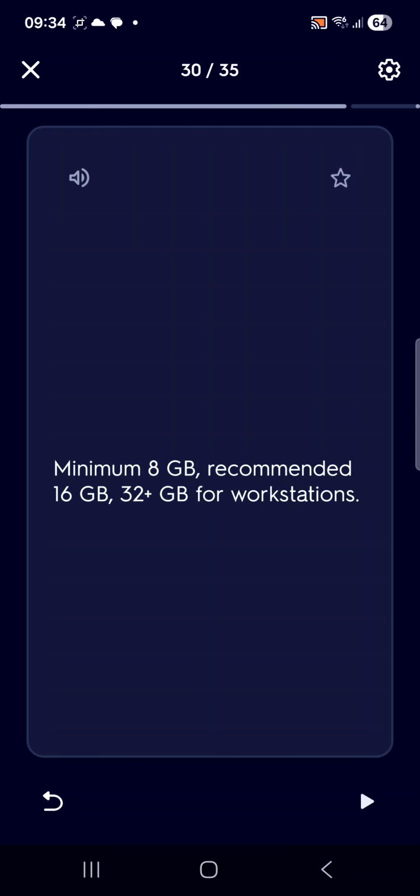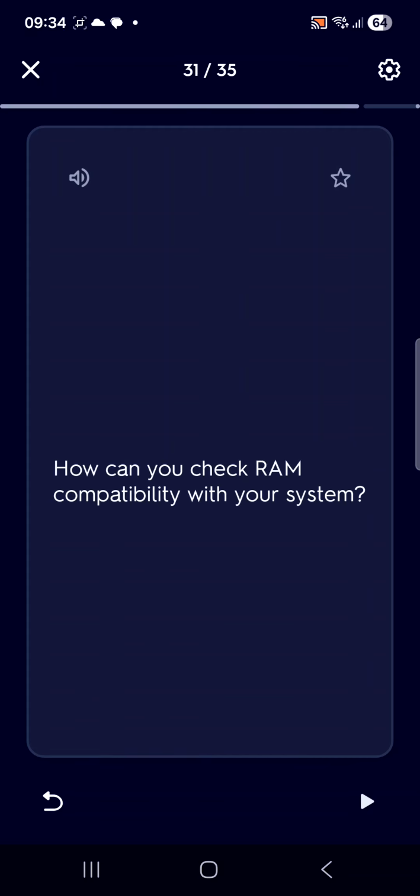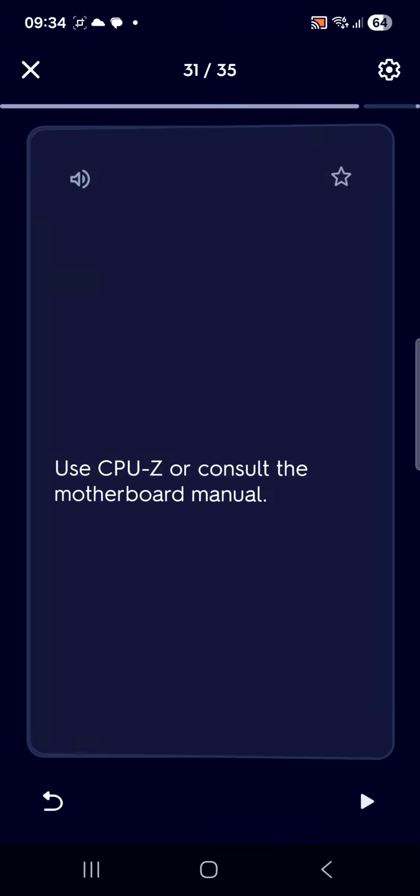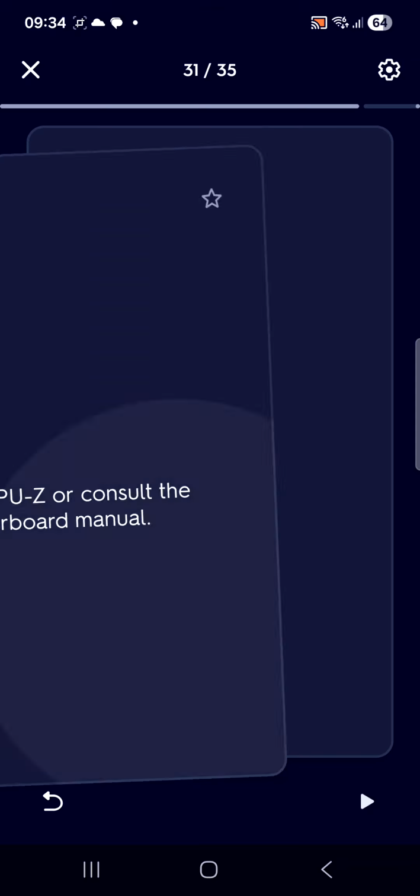What is the recommended RAM for Windows 10 or Windows 11? Minimum 8 gigabytes, recommended 16 gigabytes, and 32 gigabytes for workstations. How can you check your RAM compatibility with your system? You use CPU-Z or you consult the motherboard manual.